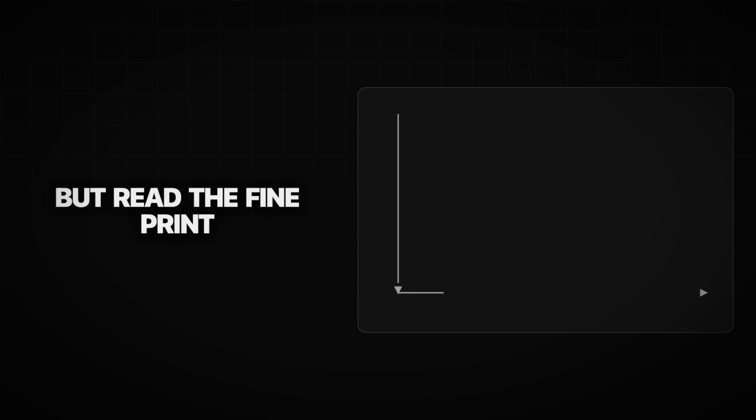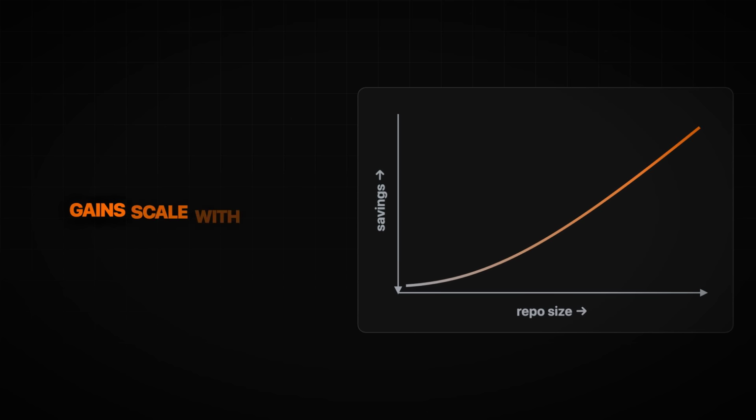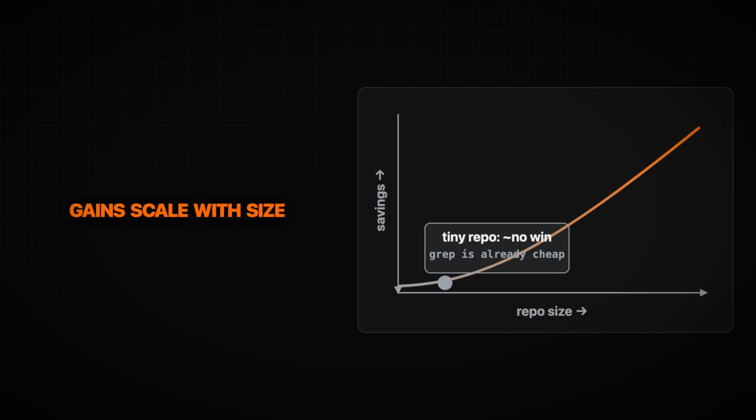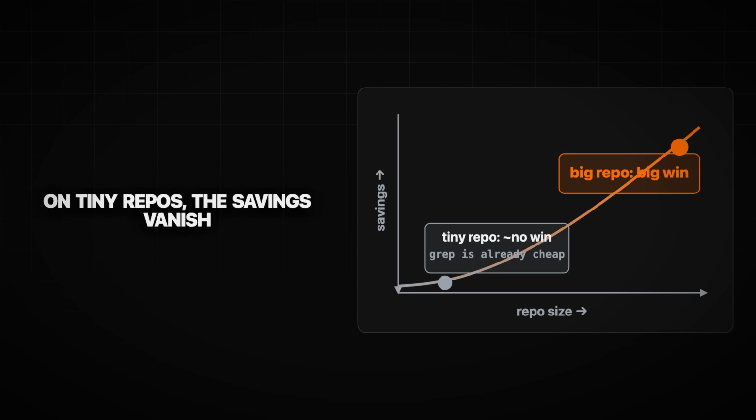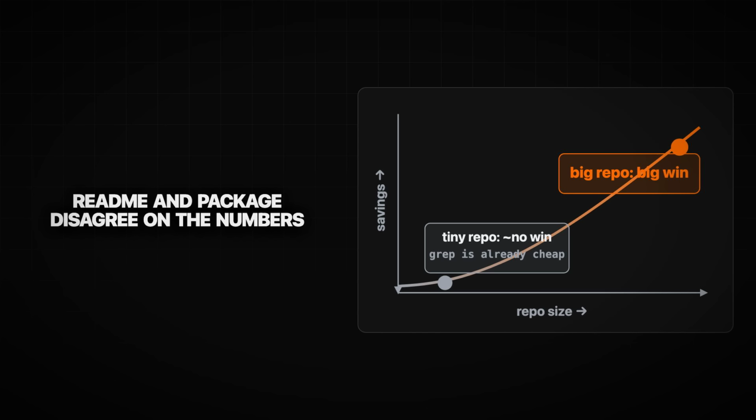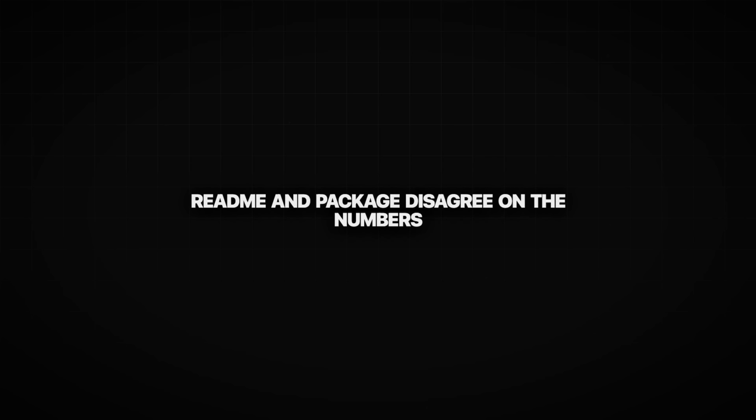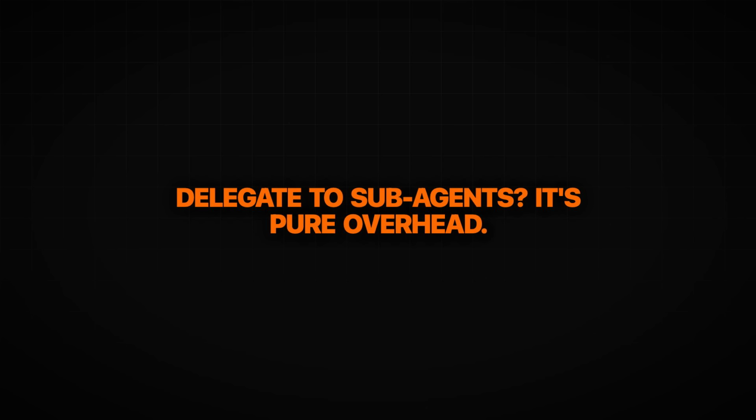But read the fine print, and credit to the repo, its docs actually do. The gains scale with size. On a tiny project, native grep is already cheap, and the savings nearly vanish. The benchmark is the author's own, on one model. It's still pre-1.0, the README and the package file don't even agree on the numbers. And buried in the methodology, if your agent hands work off to file-reading subagents, CodeGraph becomes pure overhead. Their words, not mine.